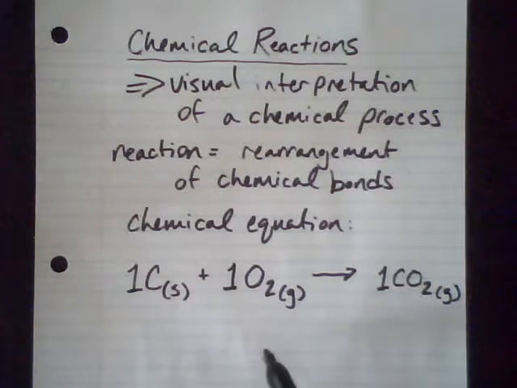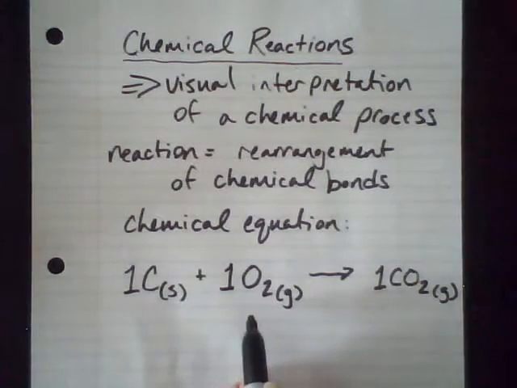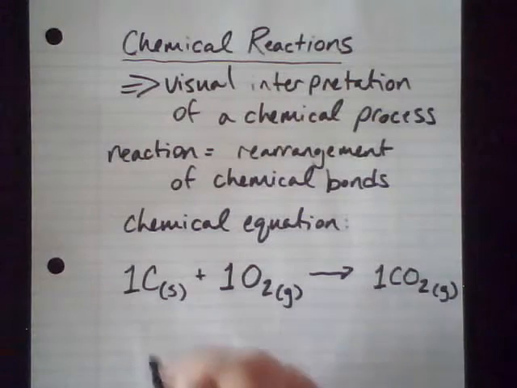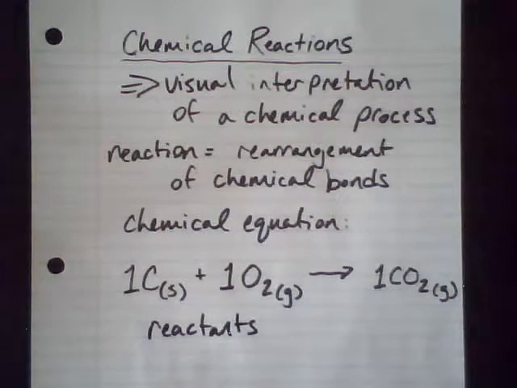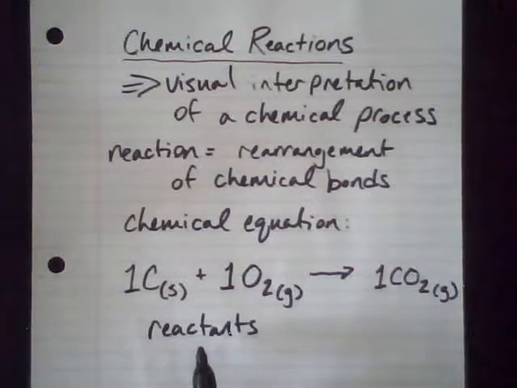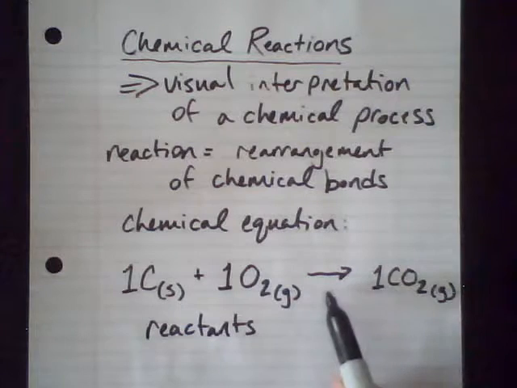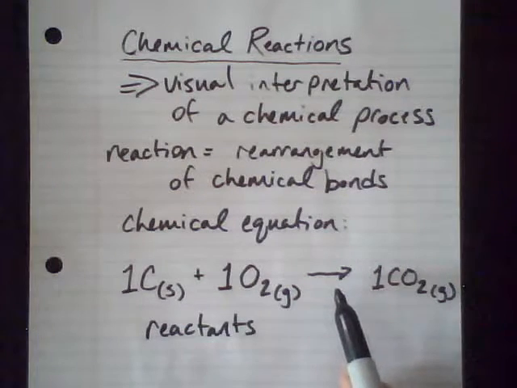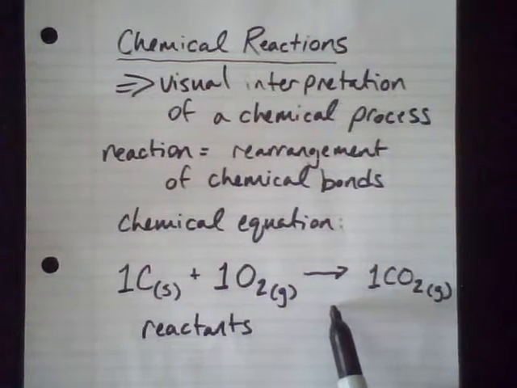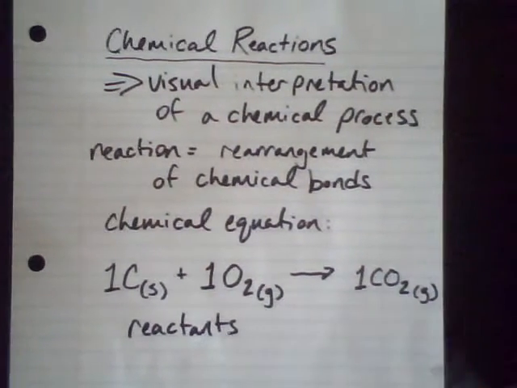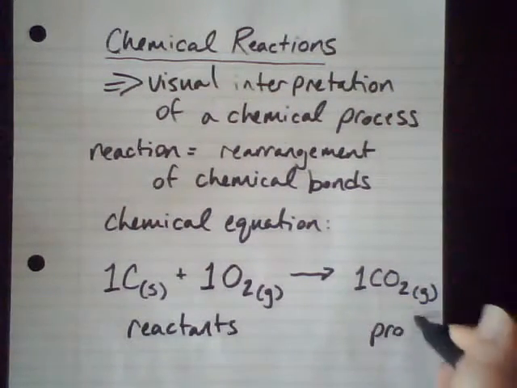What we have over here on the left-hand side of the equation, so my carbon and my oxygen, are called my reactants. These are the things that we react together. So we put them together in a reaction vessel, and then these reactants form, and that's what this arrow tells me, sort of like a mathematical equation. The arrow represents an equals sign. These reactants form products.